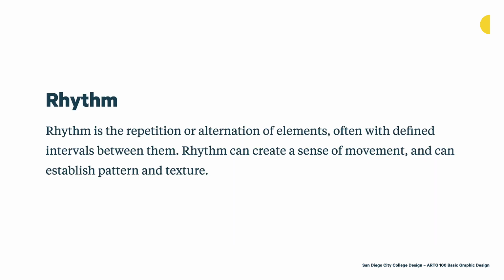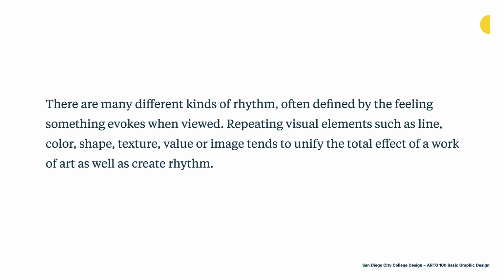Another concept we want to look at is rhythm. Rhythm is the repetition or alternation of elements, often with defined intervals between them. Rhythm can create a sense of movement and can establish pattern and texture. This is another tool we use to communicate visually to the viewer by creating different kinds of rhythm. There are many different kinds of rhythm, often defined by the feeling something evokes when viewed.